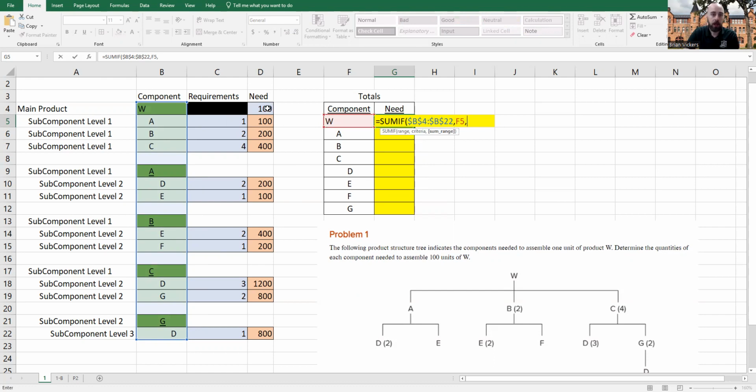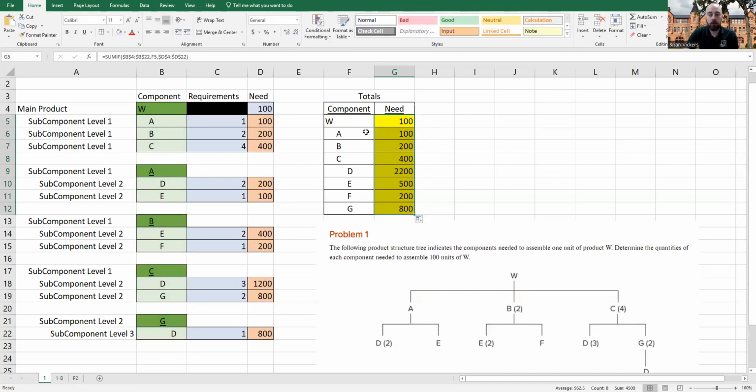The comma, and the sum range, that's going to be over here on the far end. So this entire section over here, we're going to lock that in. So look in this area. If you find the letter W, then add up all of the needs across over here. So I should find 100 because there's only 100 there. And if I copy this down, we can just check the math.